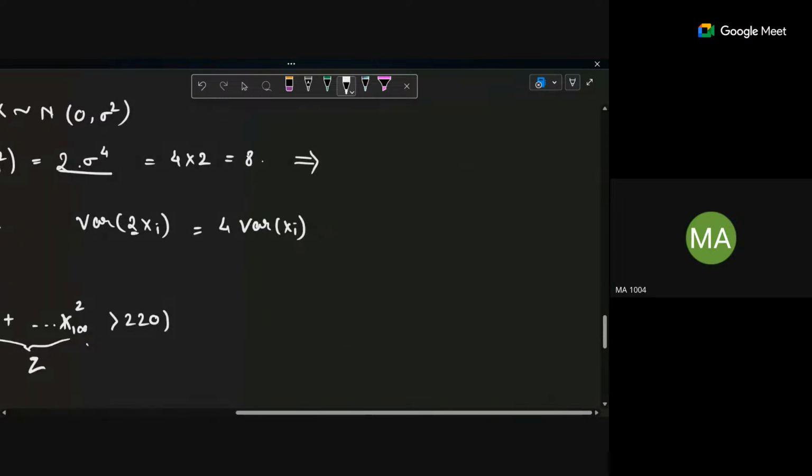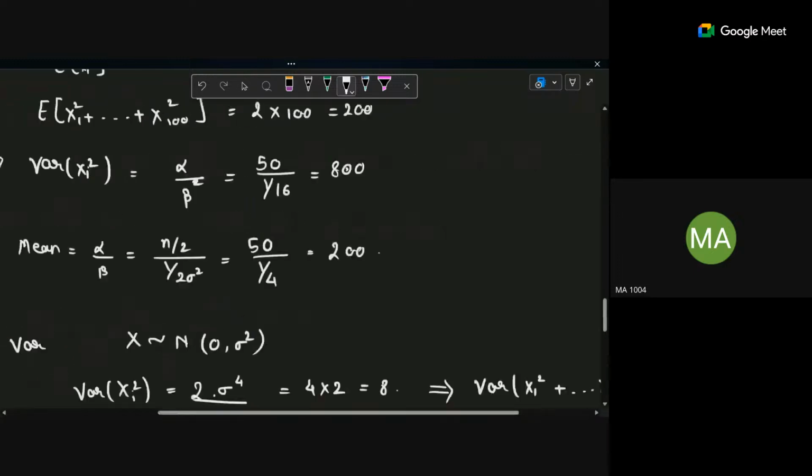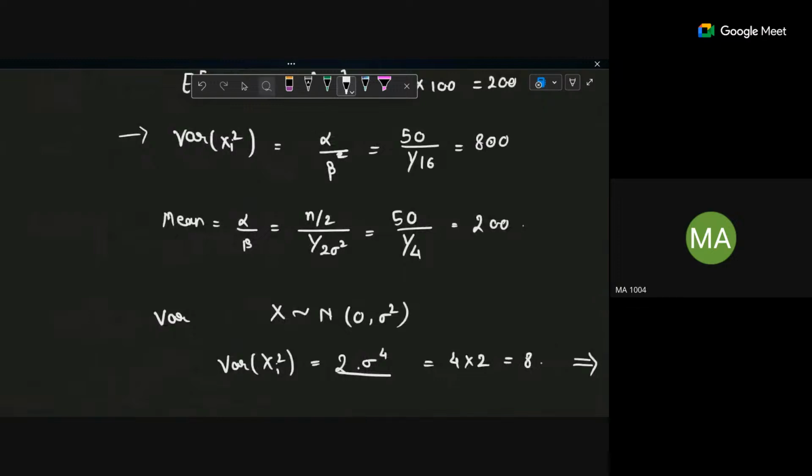So here it was sigma of xi square, and then the variance of x1 square till x100 square will be 100 times 8. Just one correction there: this was the summation of xi square, because this summation of xi square was following a gamma distribution.